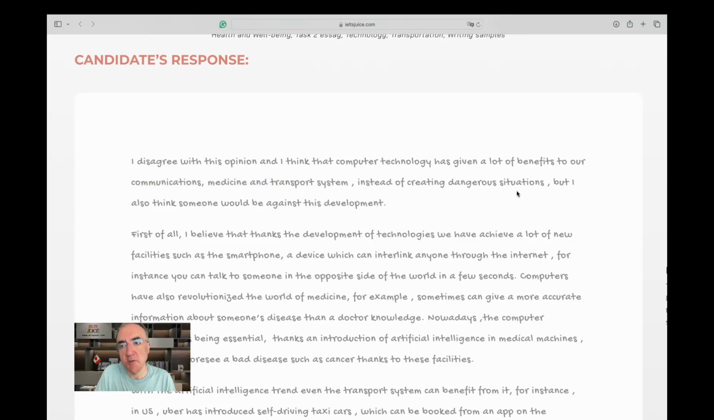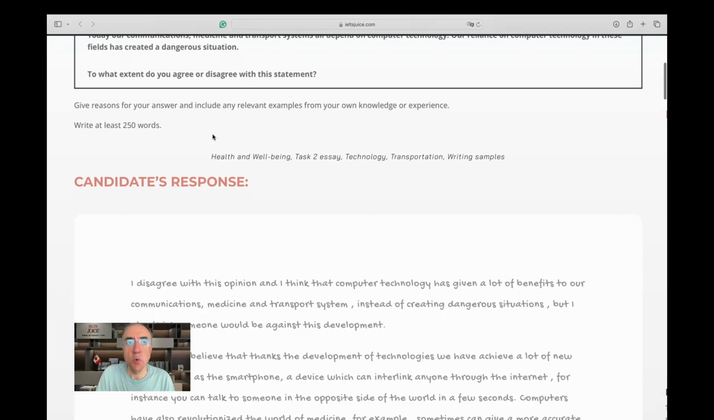Instead of creating dangerous situations. But I also think someone would be against this development. Why are we talking about other people's opinions? IELTS clearly wants to know what you think.